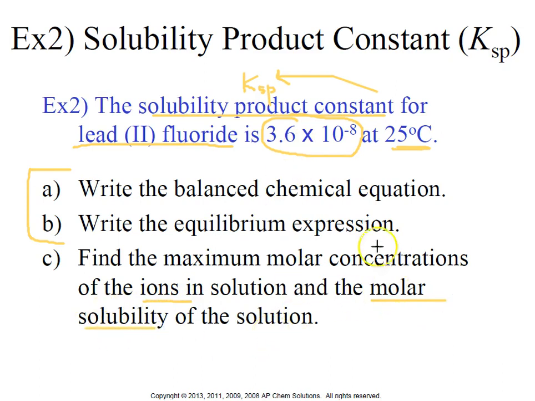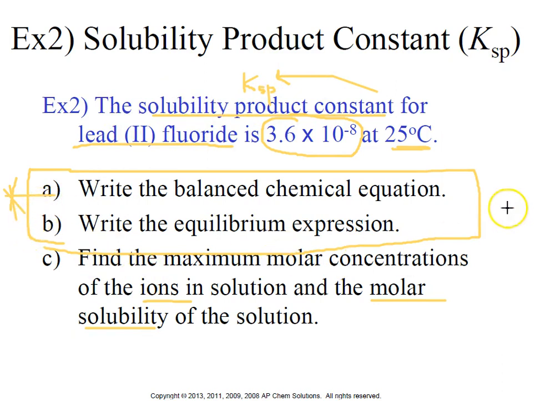Now, one thing to note here, this A and B that they're asking us to do, these are key steps anytime you have a solubility product problem. But only in very generous situations will they actually ask you to do this. They're kind of guiding you through in A and B so that you can solve C. We've got to know that we need to do A and B regardless if they ask us for it, because that's the only way we can get to C. All right, so let's look now at A and B, writing the balanced chemical equation, and then writing the equilibrium expression.